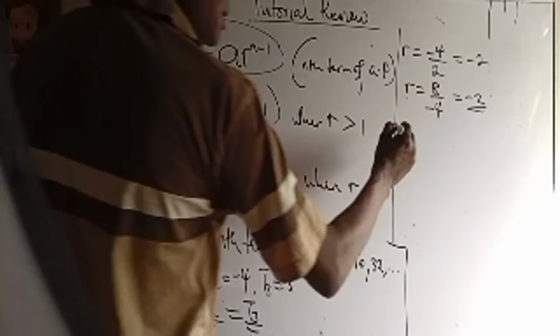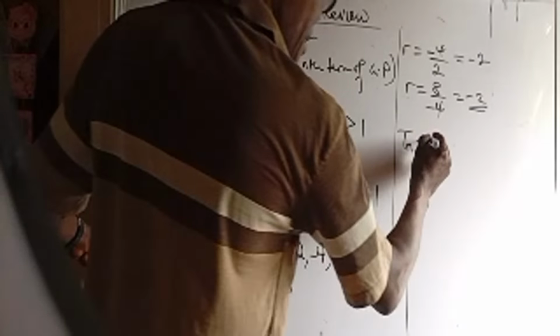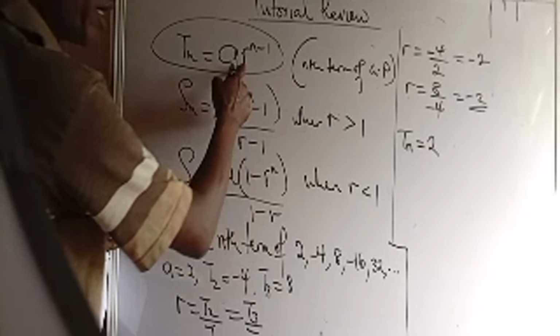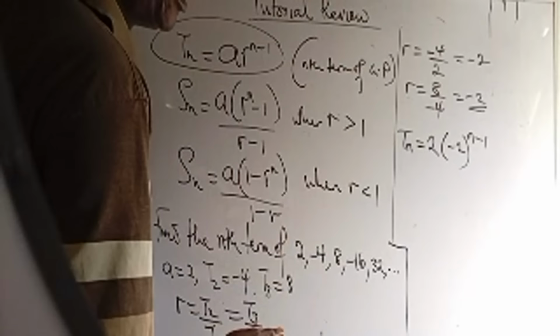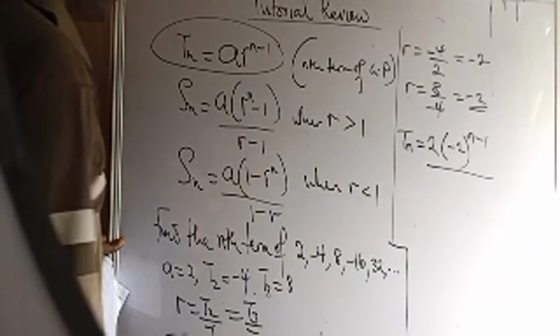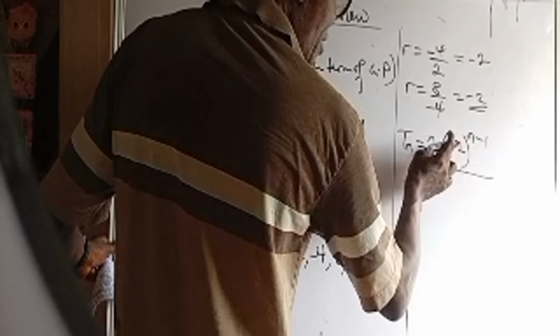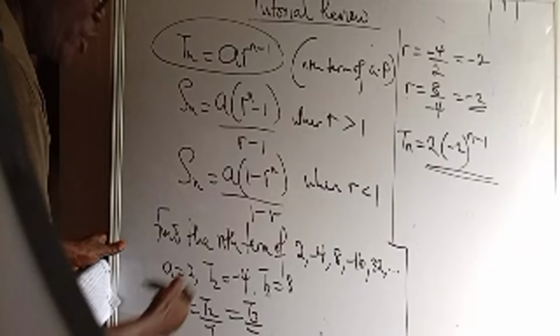So Tn is equal to A, our A is 2, first term, times R, our common ratio, which is minus 2, raised to power n, which we don't know, minus 1. I hope you understand. It is advisable you leave your answer like this, because you can't multiply this by this. That will be wrong. The answer is this because we don't know the value of n.